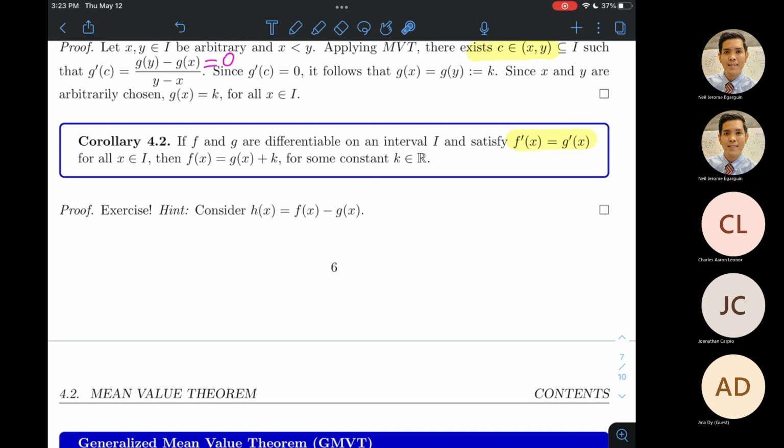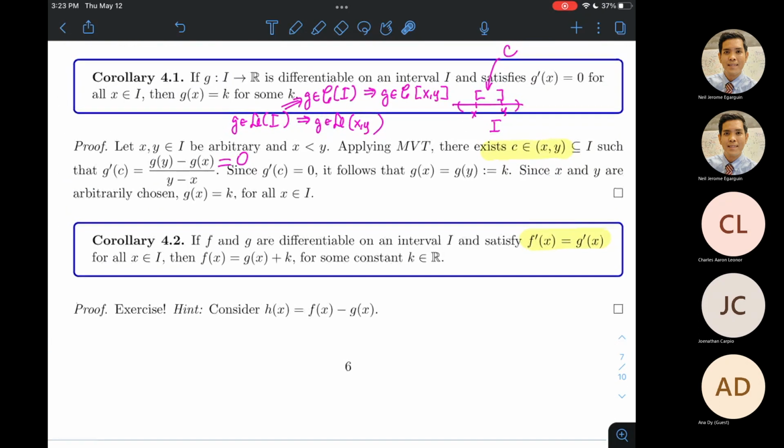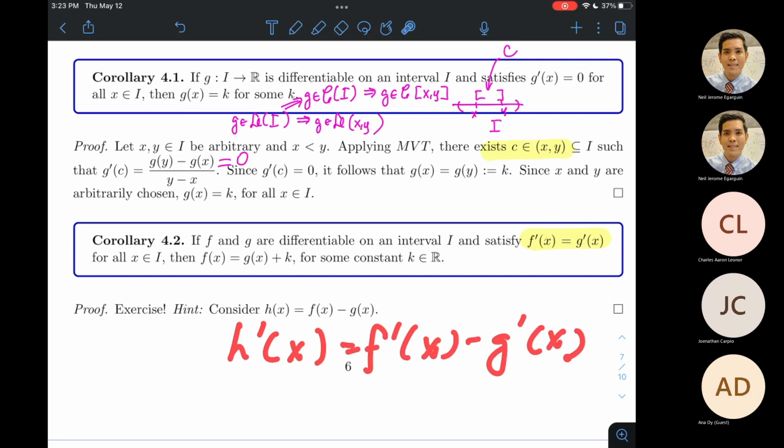What do I know about the function h? Well, the function h is differentiable on the interval I because it is the difference of two differentiable functions f and g. And not just that, the derivative of this guy is h prime of x equal to f prime of x minus g prime of x. But hold on, we have the assumption that the two derivatives are always equal. So that means this guy is equal to 0 for all x in the interval I.